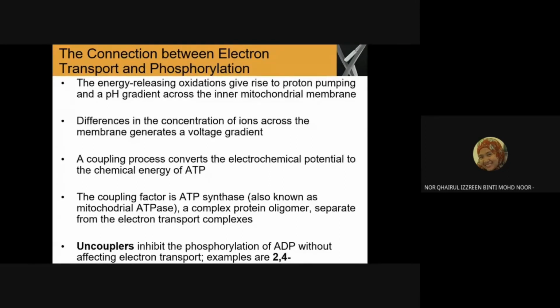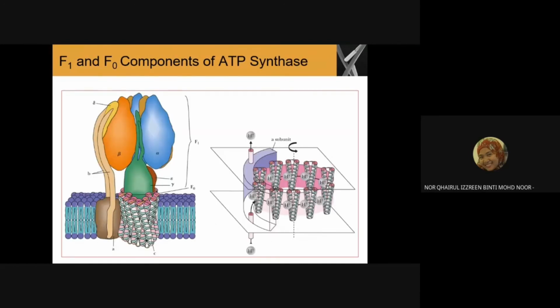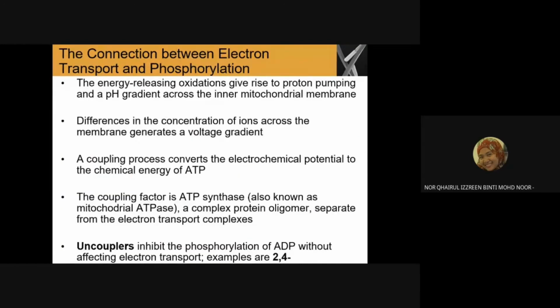But the ETC, electron transport from complex number 1 to complex number 4, is still happening. The electron transport still happens, but the coupling between ETC and oxidative phosphorylation will not happen. So that's a bit on what an uncoupler is.